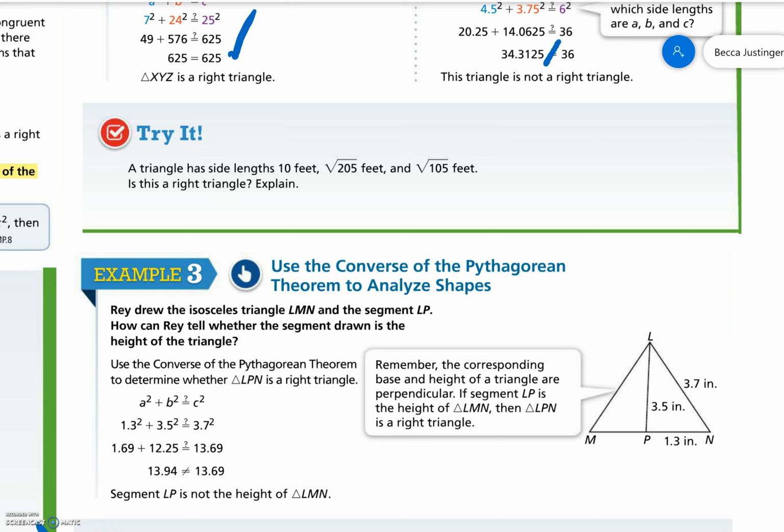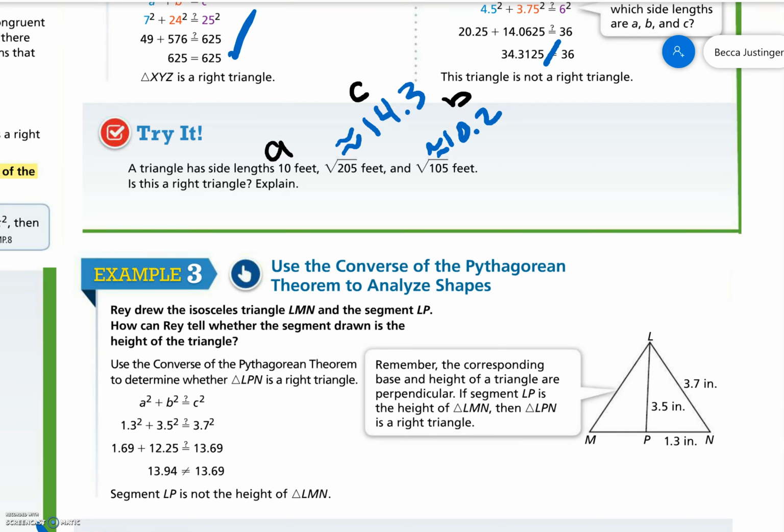Remember, you hit that second x squared button. Square root of 205 is about 14.3. And then same way, second x squared, square root of 105 is about 10.2. So that helps me label A, B, and C. That means 14.3 has to be C, 10 can be A, and 10.2 can be B.